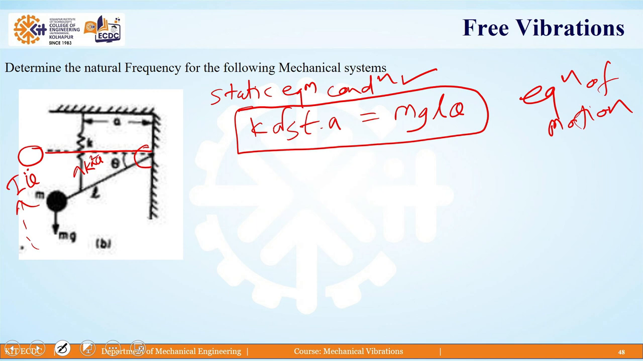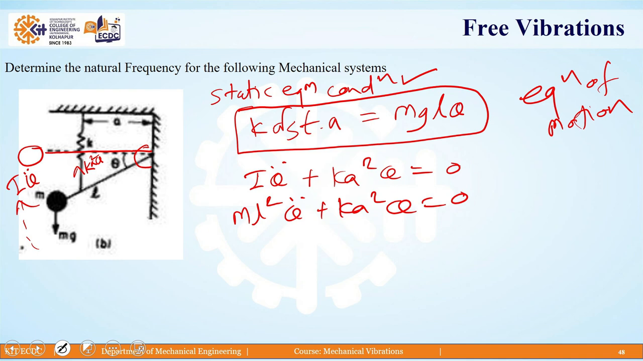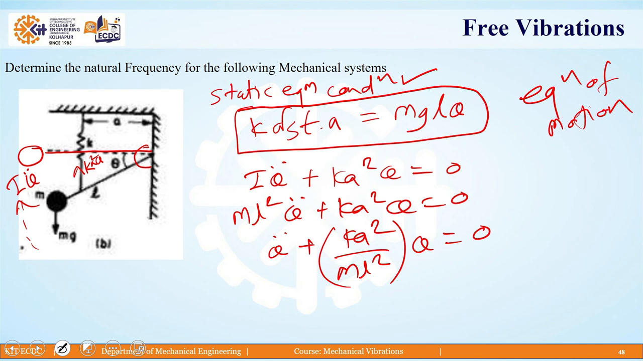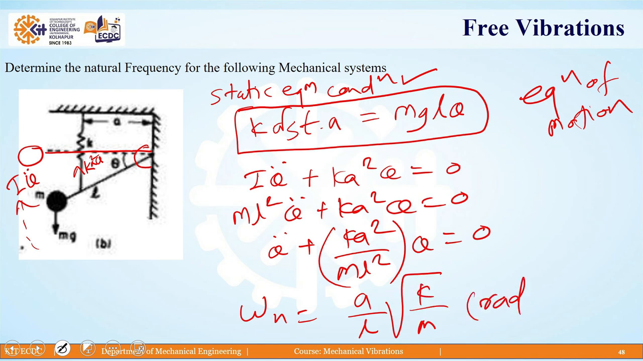So if I write down the equation of motion, it becomes I theta double dot, which is clockwise. The torque applied due to the spring force is again clockwise. So KA square theta is equal to 0. Again, we can put I as ml square, so ml square theta double dot plus ka square theta is equal to 0. We can consider this a linear differential equation: theta double dot plus ka square upon ml square into theta is equal to 0. And we get the natural frequency as a by l into under root of k by m, which has the unit radians per second.